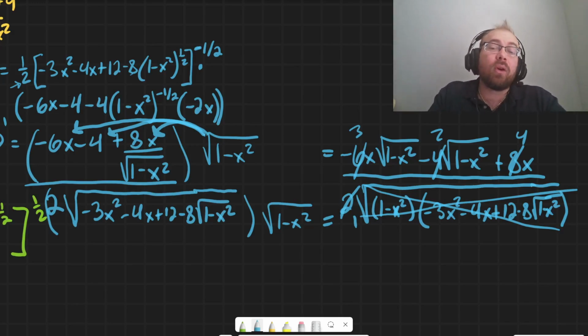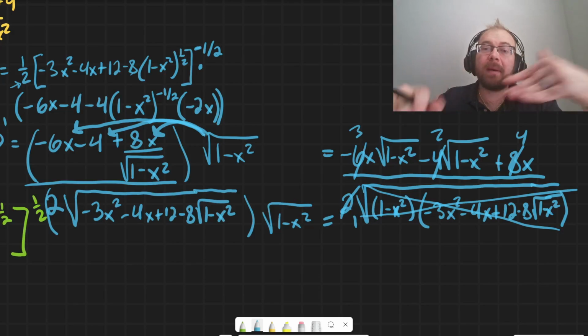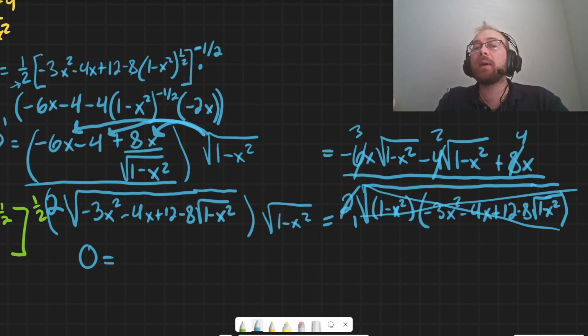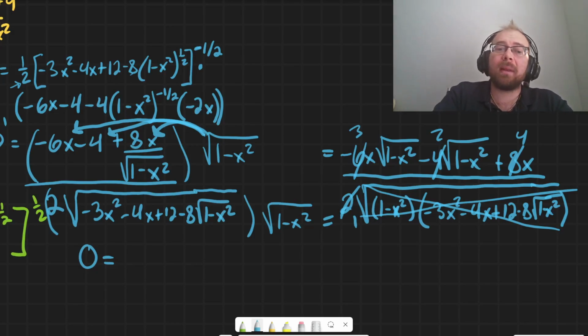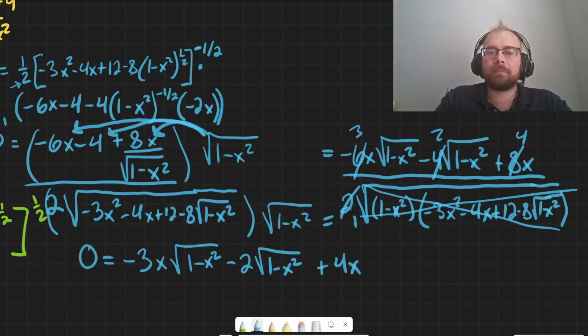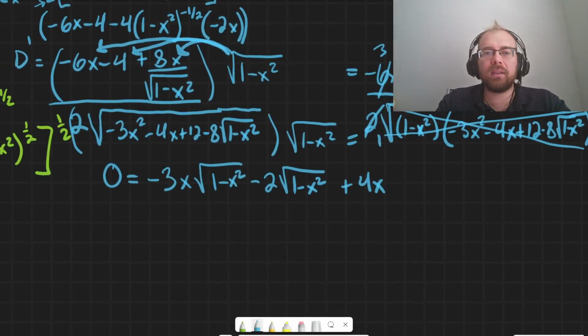If I set this whole thing equal to 0, I could just times both sides by the denominator and it just goes away. So I'm going to do that. I'm going to set the whole thing equal to 0. The whole denominator goes away because I can just times both sides by the denominator. And it just goes poof. Right? So this is going to be negative 3x root 1 minus x squared minus 2 root 1 minus x squared plus 4x. Right? This is no bueno. This is a no bueno thing.